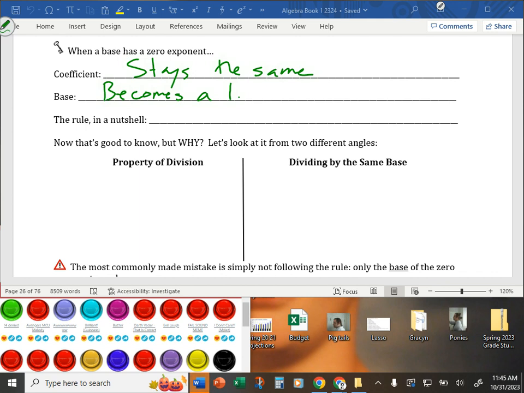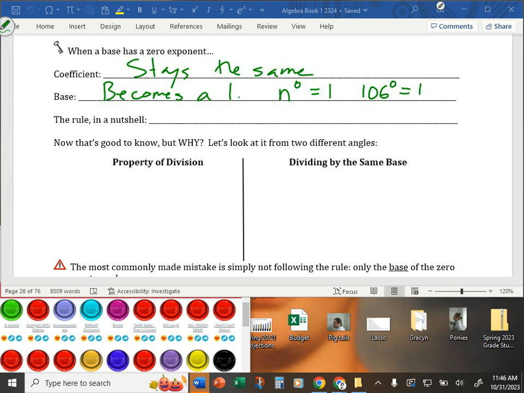For example, if you have the expression n to the 0 power, n is the base, it has the 0 power, so n to the 0 is equal to 1. Can a base be a number? Sure it can. Let's say you had 106 to the 0 power. 106 is a base. The base becomes a 1. 106 to the 0 power also equals 1.